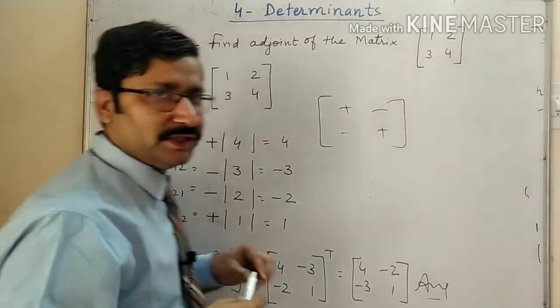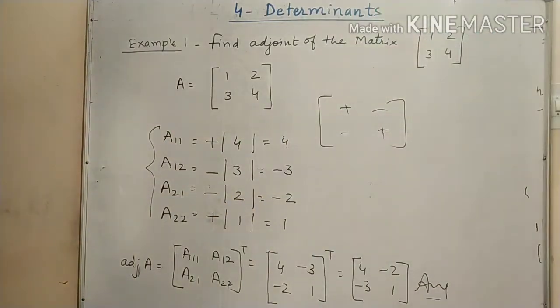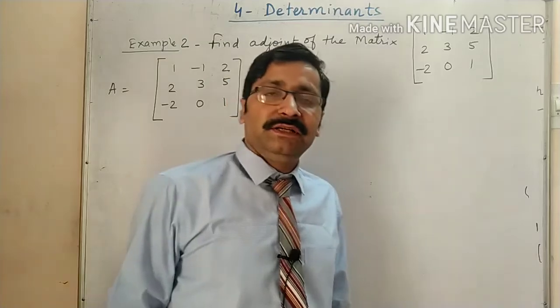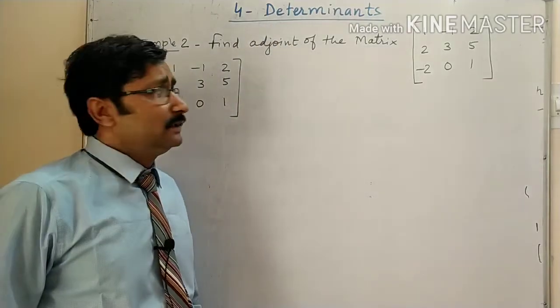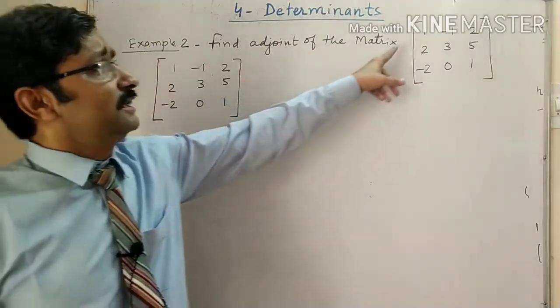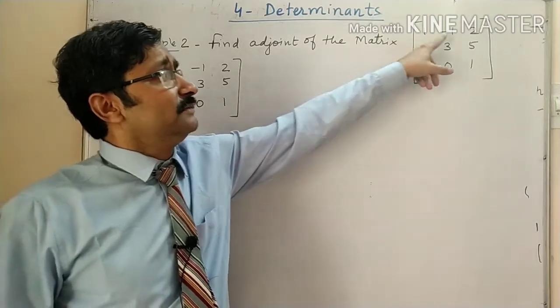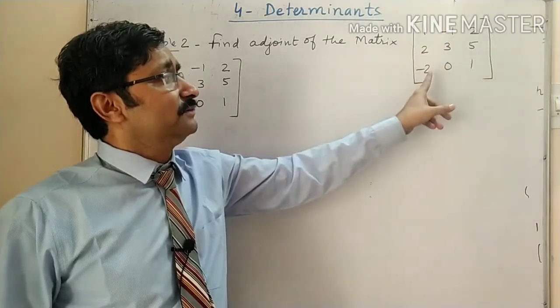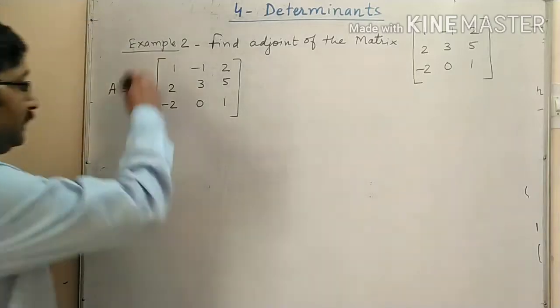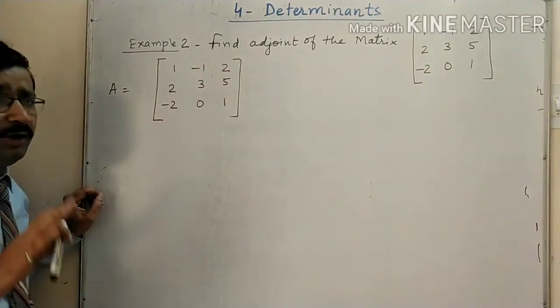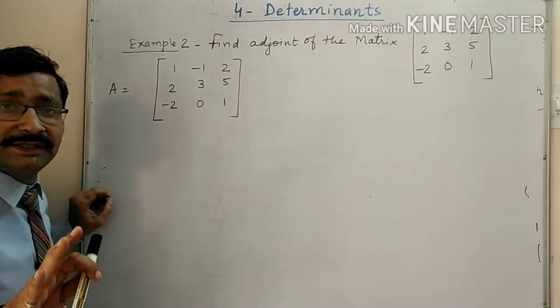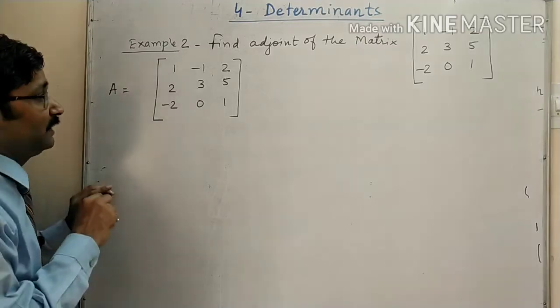So you can find it. Now we will do the 3 into 3 matrix. This is a 3 into 3 matrix, and you have to find the adjoint. Find the adjoint of this 3 into 3 matrix. First row is 1, minus 1, 2. Second row is 2, 3, 5. Third row is minus 2, 0, and 1. So we write this matrix as it is, and how many cofactors will there be? 9 cofactors, because it is 3 into 3. So 9 cofactors you have to find.